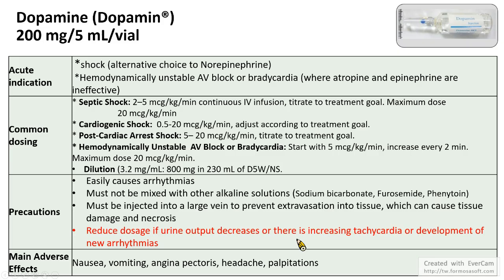So each institution should develop its own protocols to allow the highest range of acceptable concentrations for dosing, whether in a peripheral vein or a CVC, and reduce the dosage if urine output decreases, or if there is an increase in tachycardia or the development of new arrhythmias. Just stop the dopamine first and taper down properly.